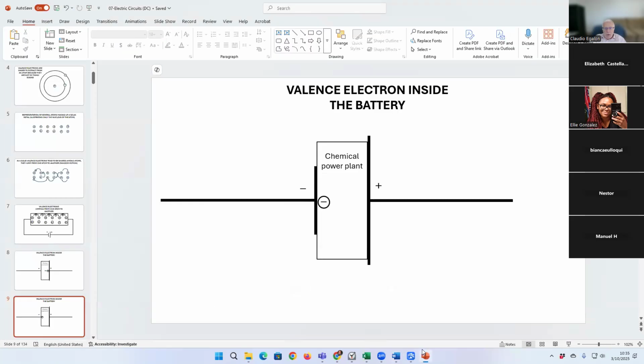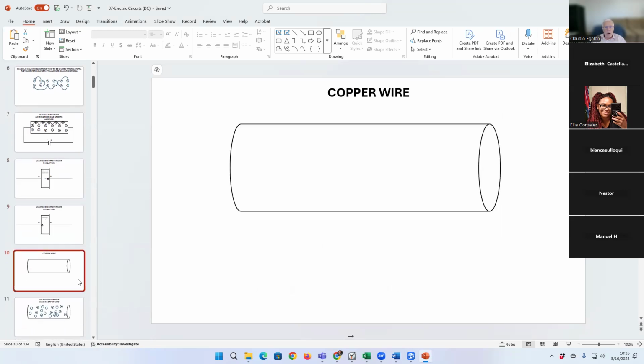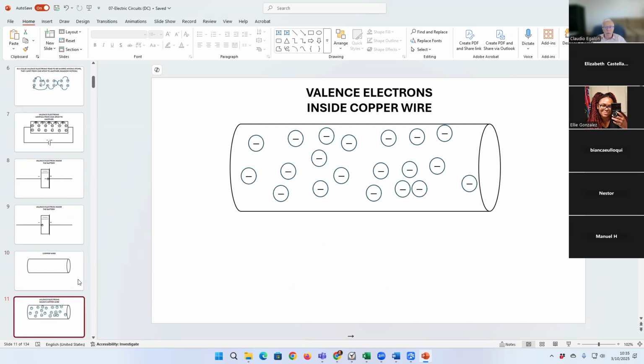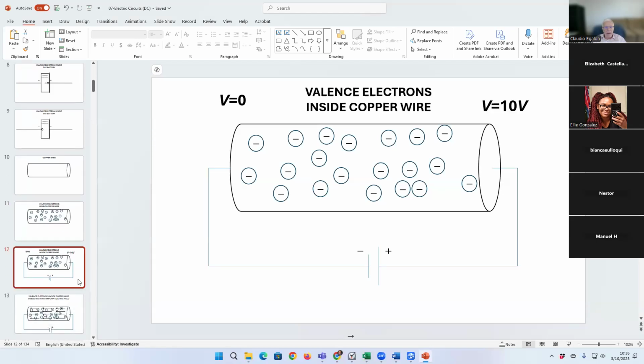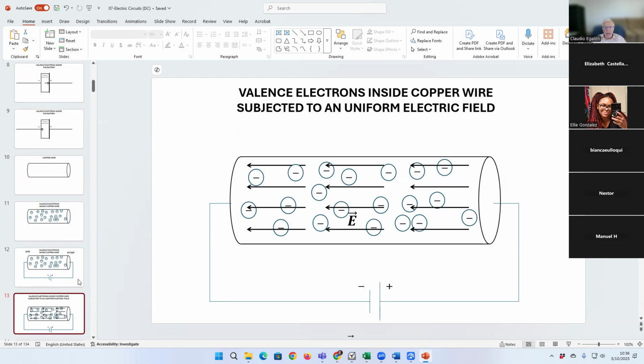And let's take a look here. Here you go. Here's my copper wire, okay? So we have all sorts of free electrons, valence electrons, in this copper wire. If we apply a potential difference between those two ends of the copper wire, what's going to happen? Those electrons are going to move towards the positive terminal of the battery.